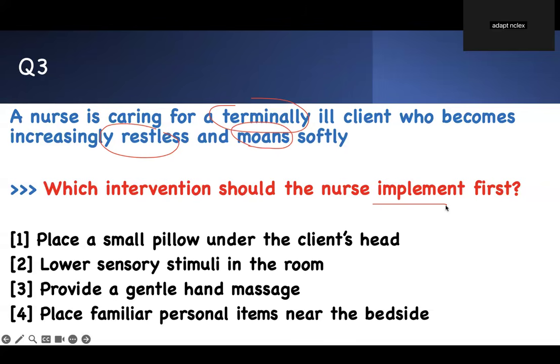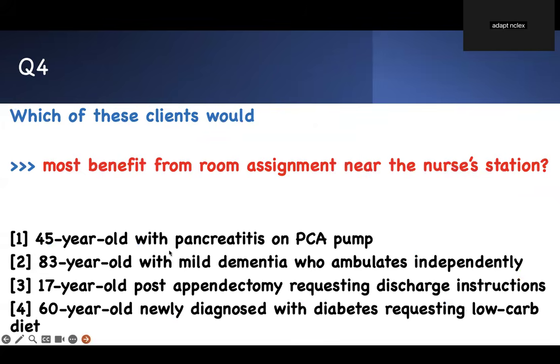So putting a small pillow under their head, I know a lot of people will pick that because they see the word restlessness. Step back, look at the question and see why they would do that to you. Then under that, they put sensory stimuli. I'm picking number 2. I'm leaving the pillow for the long problem away. Number 3 is not the right answer. Number 2 is the best way.